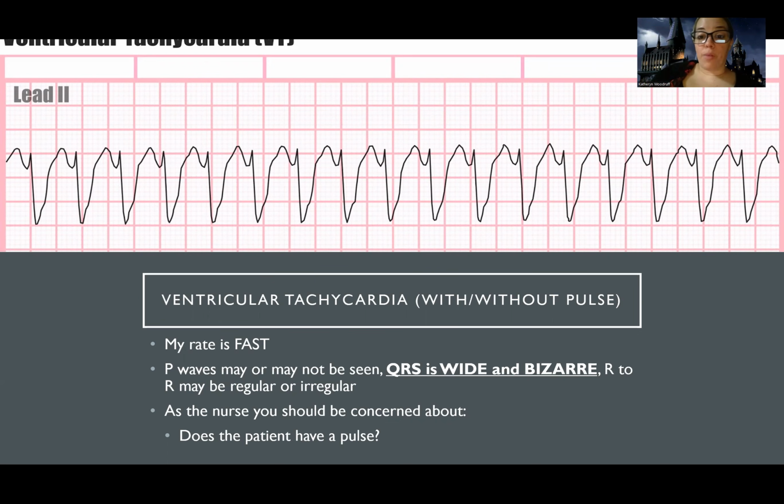Your R to R can be regular, like in this one, it has a regular R to R, or it can be irregular. It comes in different shapes and sizes. It doesn't matter if it's regular or not. Really, we're just looking for fast and fat here. The biggest concern I'm going to have here, because like I mentioned, it can have a pulse or no pulse, is: is there a pulse with this? So we're always going to look at the rhythm and ask, okay, what's going on here? Do they actually have a pulse with this? You can't just go by the electrical activity. You always want to check.